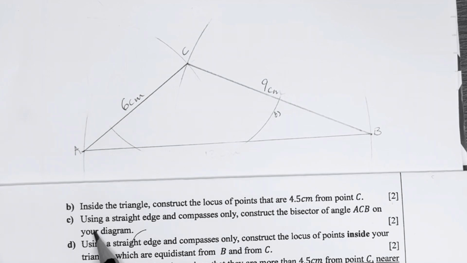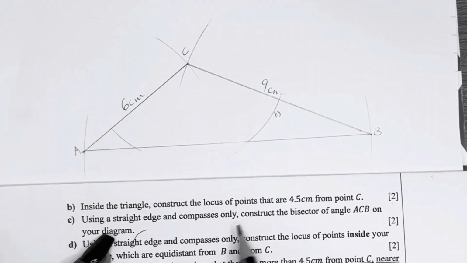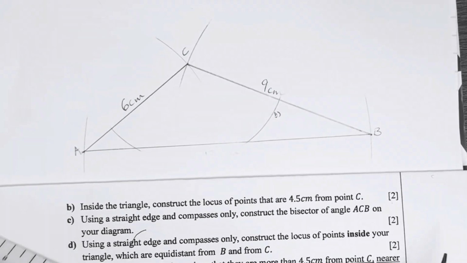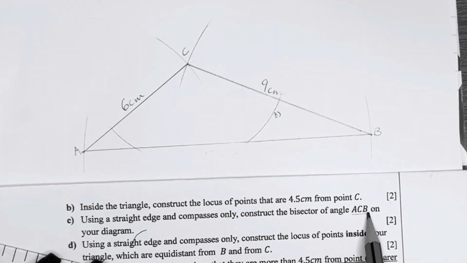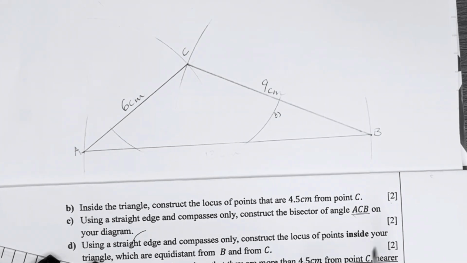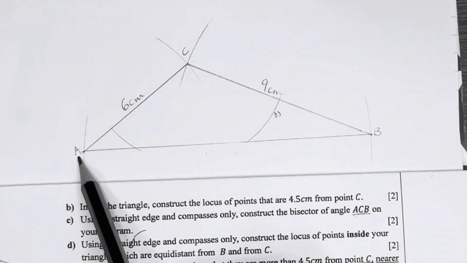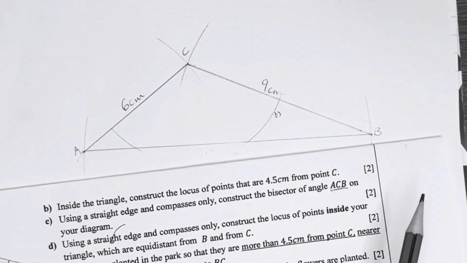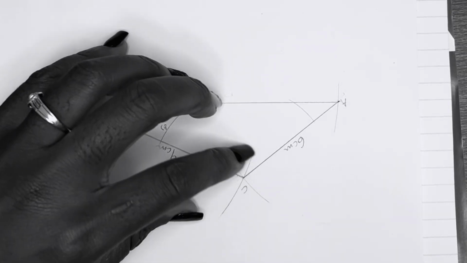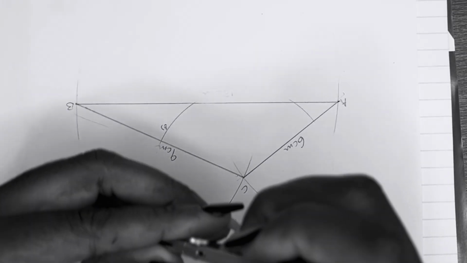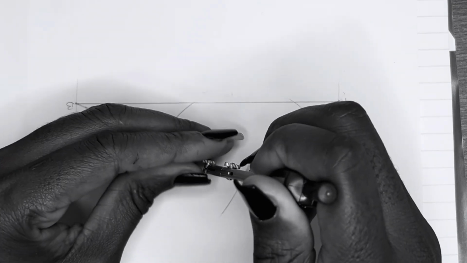In the next question, in C, they said, using a straight edge, aka our ruler, and compasses only, construct a bisector of angle ACB on your diagram. Which one is ACB? Angle there. This one we don't measure anything, remember that. So we are going to turn it around. ACB. Then we know we are bisecting that angle. So we are going to do that.